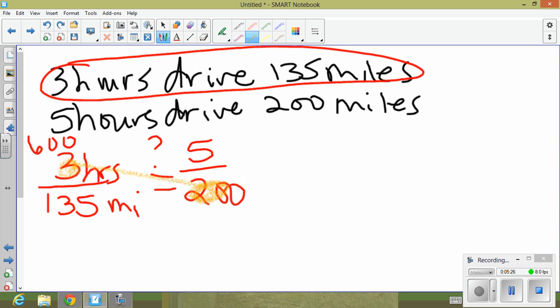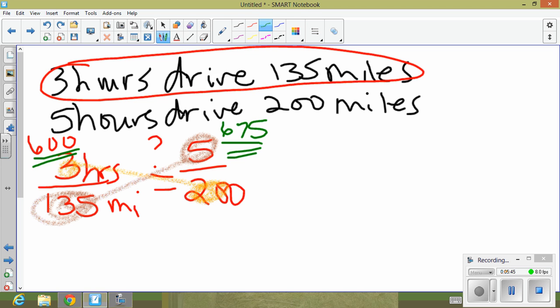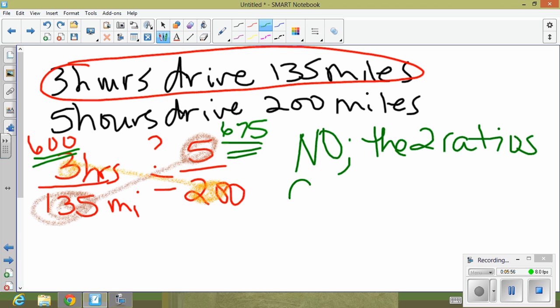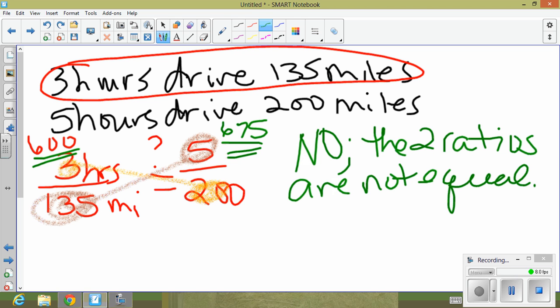And then you're going to take the cross product from the other direction. We're going to take 135 times 5. Again, in your calculator. And I get a solution of 675. So is 600 equal to 675? So the answer is no. The two ratios are not equal. And let's do one final example.